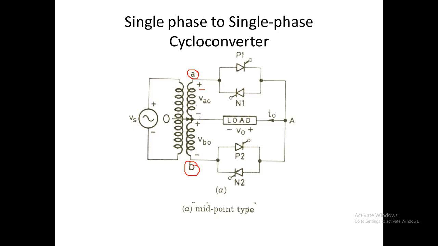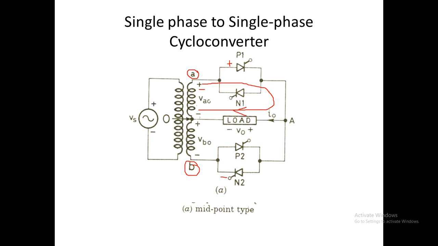Either we can trigger P1, since the positive is applied to the anode of P1, or N2, since the negative is applied to the cathode of N2. We have two choices, P1 and N2. If we trigger P1, the output will be on the positive side, and if we trigger N2, the output will be on the negative side. Suppose we require positive side output, then we trigger P1, and the current flows from A to O.